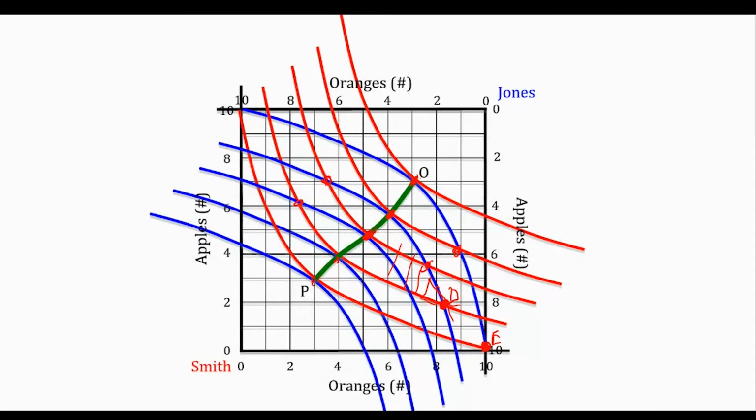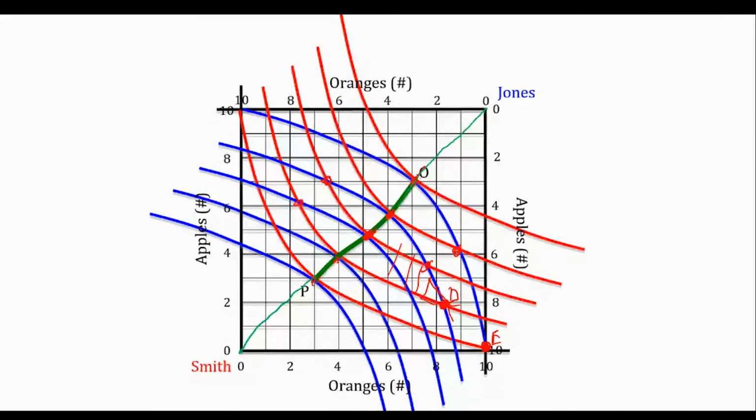They can't trade further and improve their well-being. So we call those points Pareto optimal. One last point I want to make. The green line represents the Pareto optimal points, again, in the lens, the ones that are mutually beneficial. But the Pareto optimal points actually extend. The Pareto optimal line actually extends to the corners.